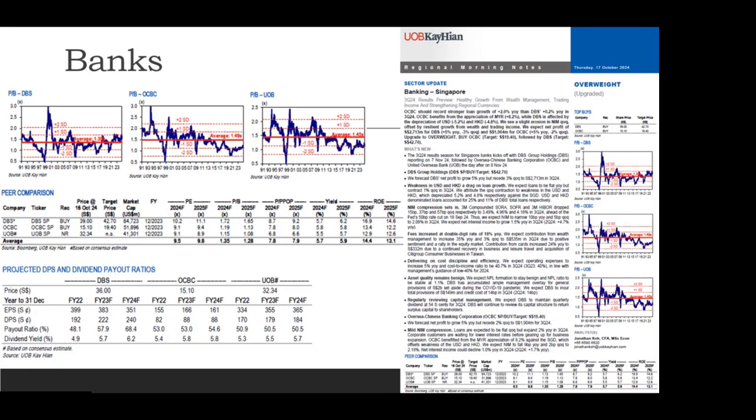Okay, so now I want to ask all of you about PE. So DBS 2024 forward PE is 10.2, 2025 is 11.1. OCBC is 9.1, 9.4. UOB is 9.1, and then 8.9. So which bank is the cheapest based on the price to earnings ratio? Which one would you buy? Based on the 2024 forward and 2025 forward.